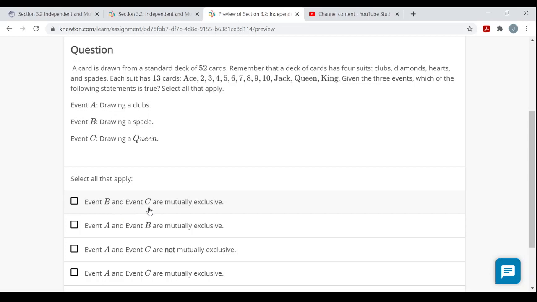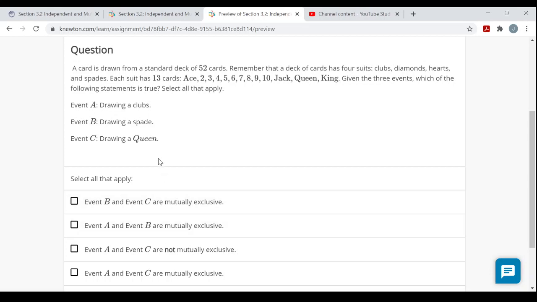So how about B and C? Look at B and C. B is drawing a spade, and C is drawing a queen. Do they have a common outcome? Yeah, the queen of spades is in both of these. So this is not true. B and C are not mutually exclusive.